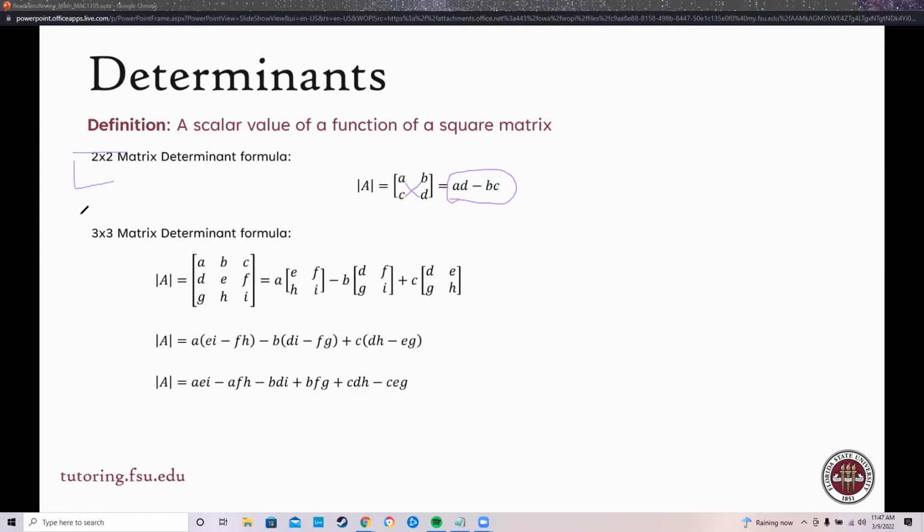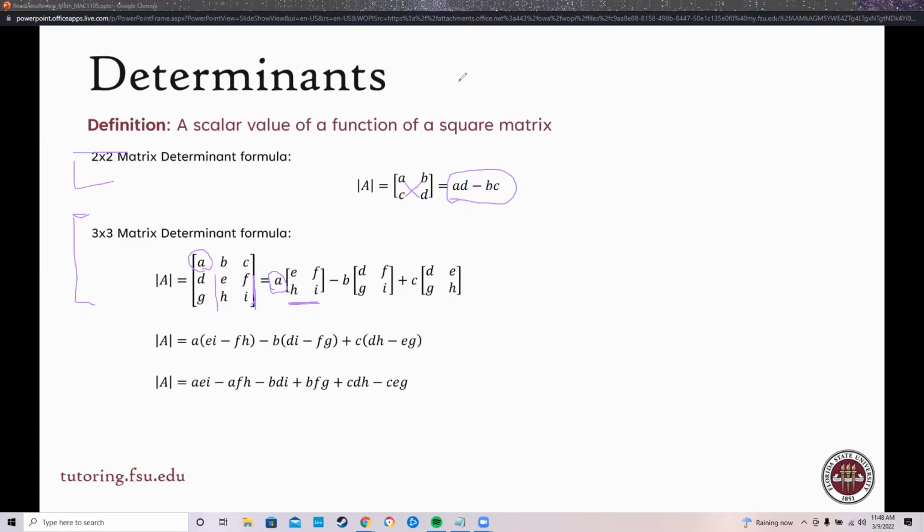For a 3x3 matrix determinant, we have to employ an additional step because there's one more term. The way this goes is you take the first top element and multiply it by the determinant of this smaller 2x2 matrix. So as you can see, I have A here times the determinant of the square matrix for these two columns.